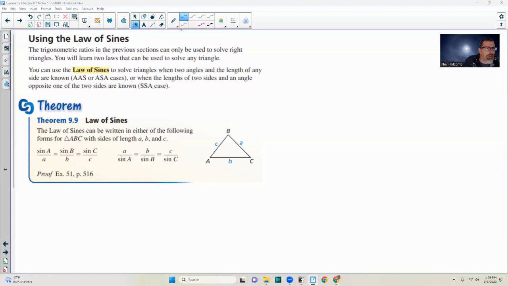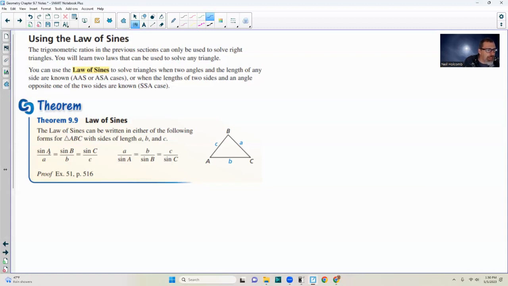All right, so Theorem 9.9, law of sines, says the law of sines can be written in either of the following forms for triangle ABC with sides of lengths a, b, and c. So side a is opposite angle A, side b is opposite angle B, and side c is opposite angle C. So we can set up a proportion of the sine of an angle divided by its opposite side equaling the sine of every other angle in that triangle divided by its opposite side.